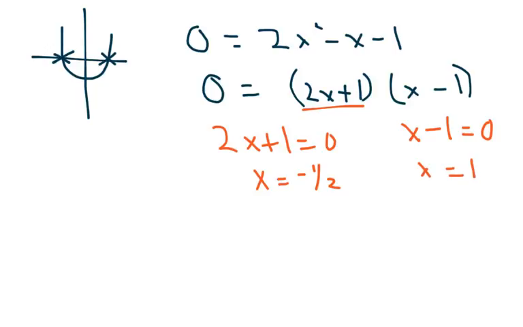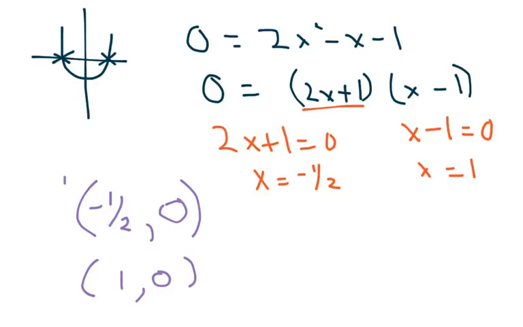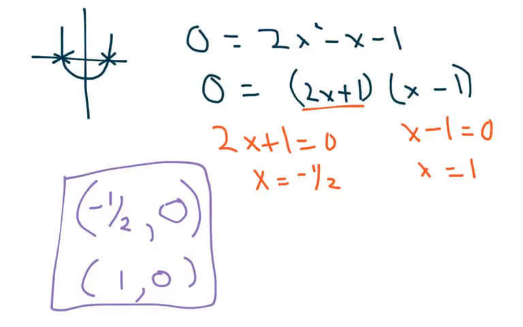And the way we want to write this is when y is 0. When y is 0, what is x? Well, it's either negative 1/2 or x is 1. So anytime you see a 0 in your ordered pair, that means it's an intercept. If it's with the y, that means it's an x-intercept. If it's with the x, it's the y-intercept.